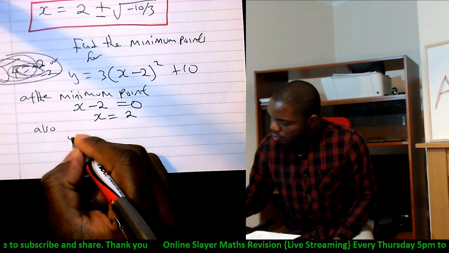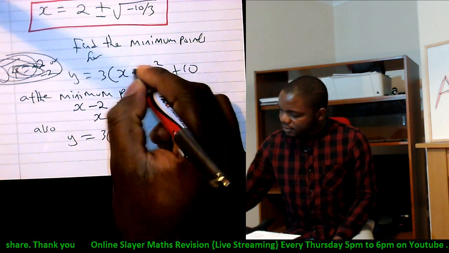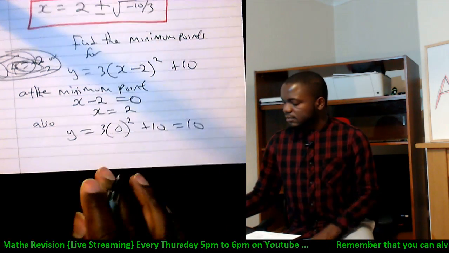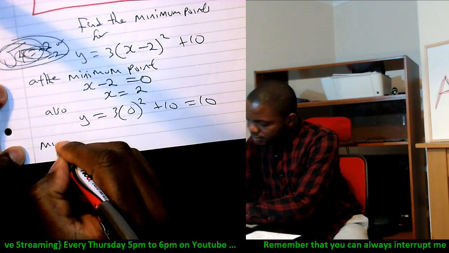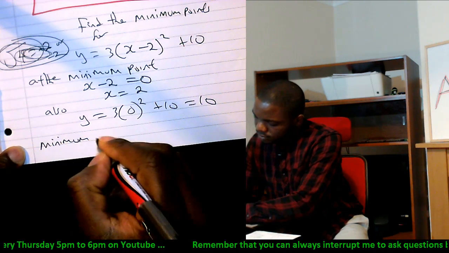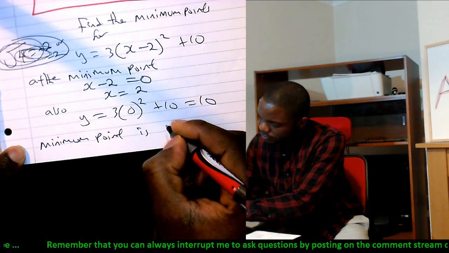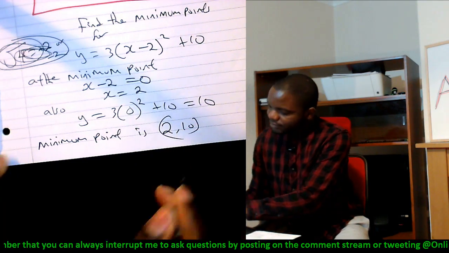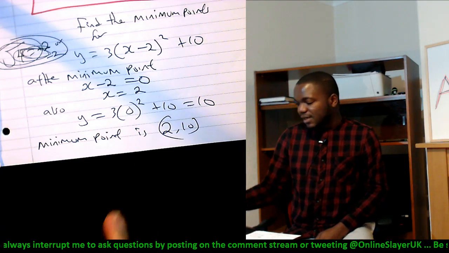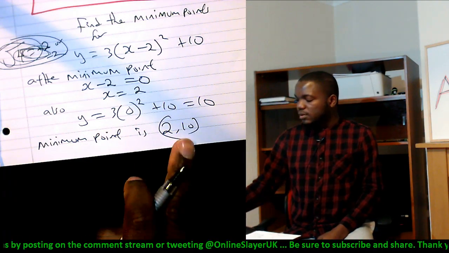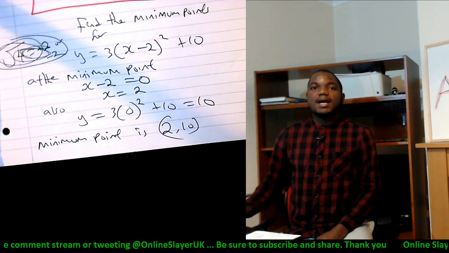Also, y will be 3 times 0 squared plus 10, which is 10. So the minimum point is x comma y, which is 2 comma 10. Now this is the minimum this graph will have. 2 for x, 10 for y, and it goes back up.